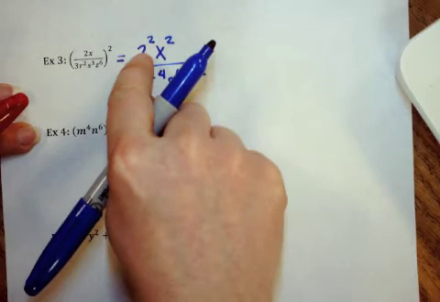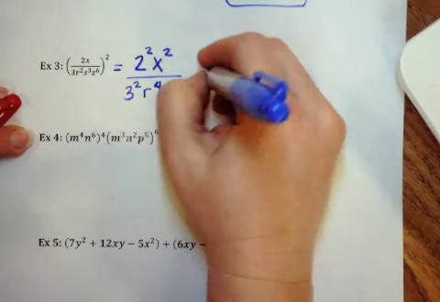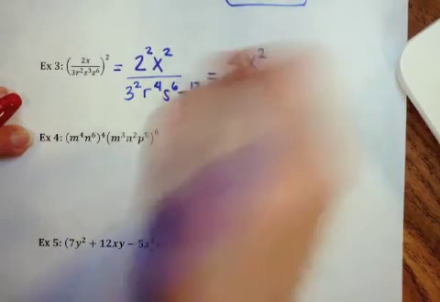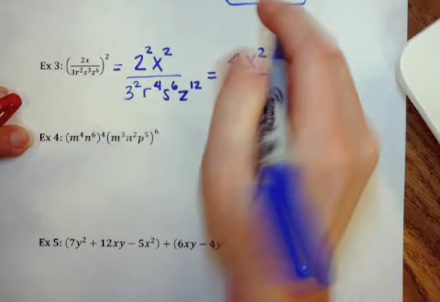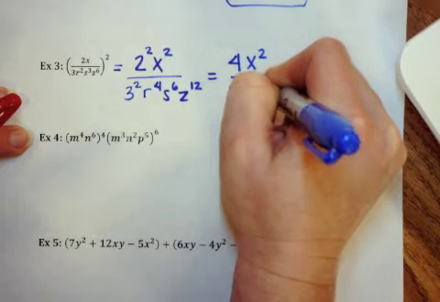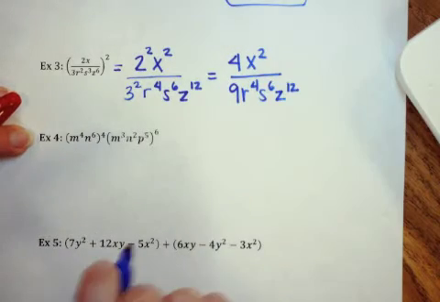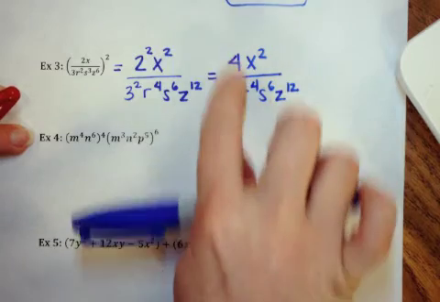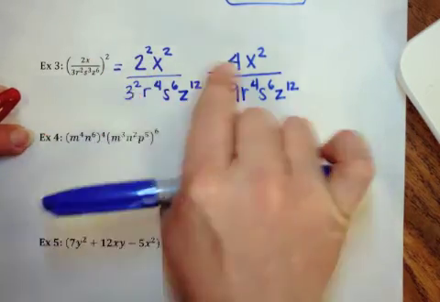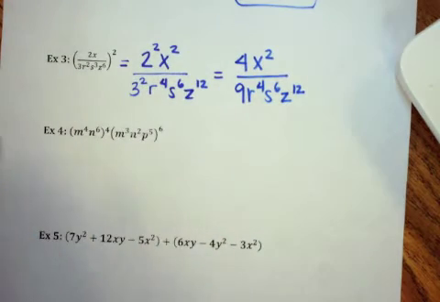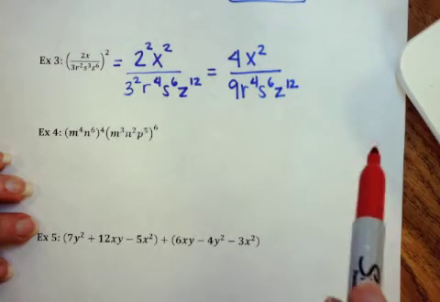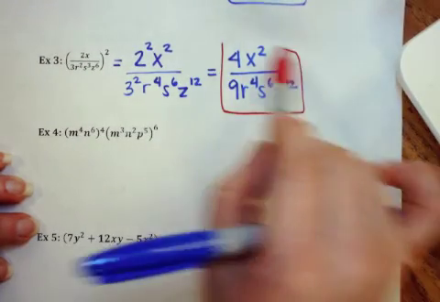Now, we're going to come back over here and we're going to do the math. What is 2 squared? 4. X squared. What is 3 squared? 3 times 3 is 9. R to the 4th, S to the 6th, Z to the 12th. Now, a lot of people look at this 4 and 9 and say those are both squares and start reducing. No. If it didn't reduce as 2/3, it doesn't reduce as 4/9. So my answer is 4x squared over 9r to the 4th, s to the 6th, z to the 12th.